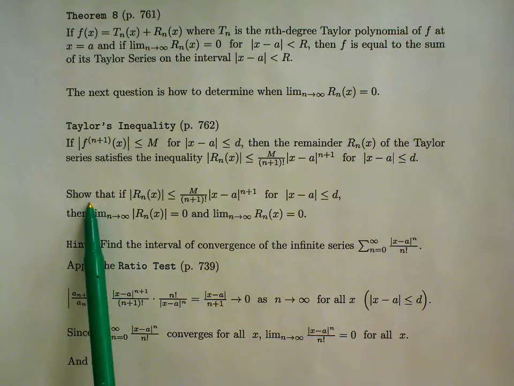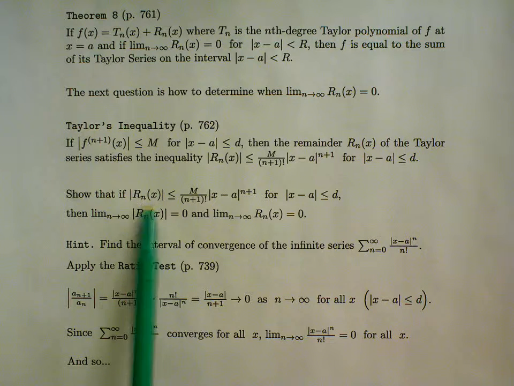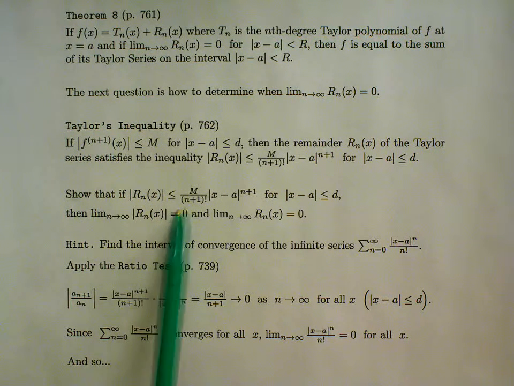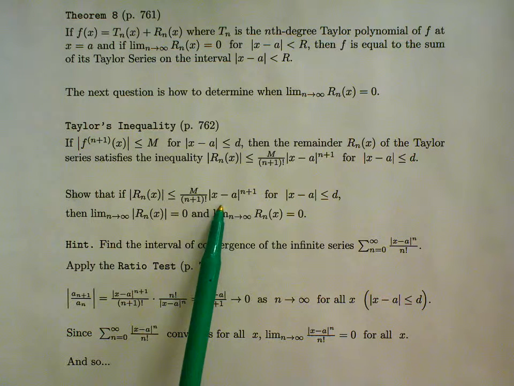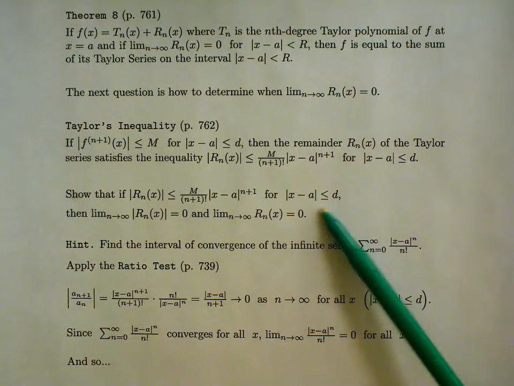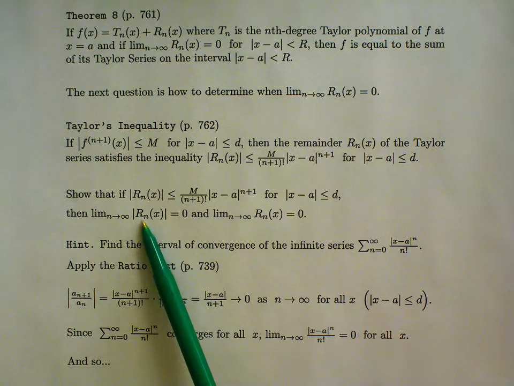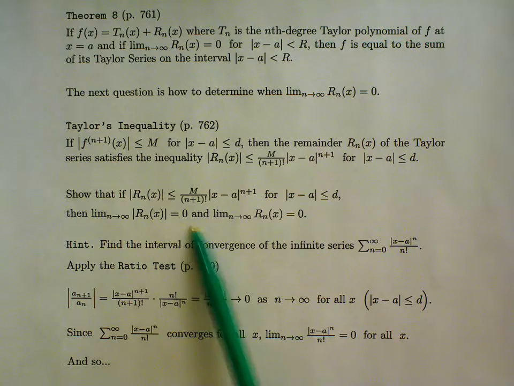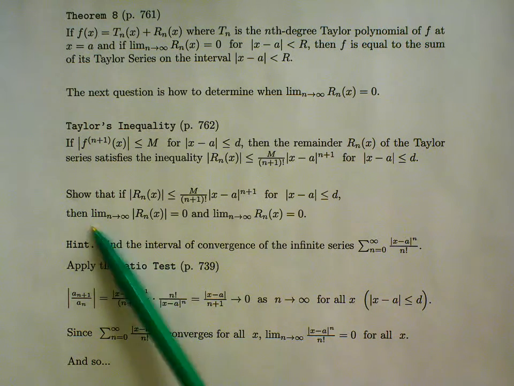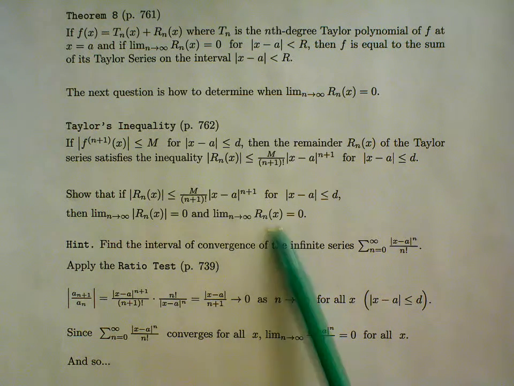So if we show that the absolute value of r sub n of x is less than or equal to M over n plus 1 factorial times the absolute value of x minus a to the n plus 1, for the absolute value of x minus a less than or equal to d, then the limit of the absolute value of the remainder r sub n of x is equal to 0. And we saw earlier this semester that if the limit of the absolute value of a sequence is 0, then the limit of the sequence is also equal to 0.